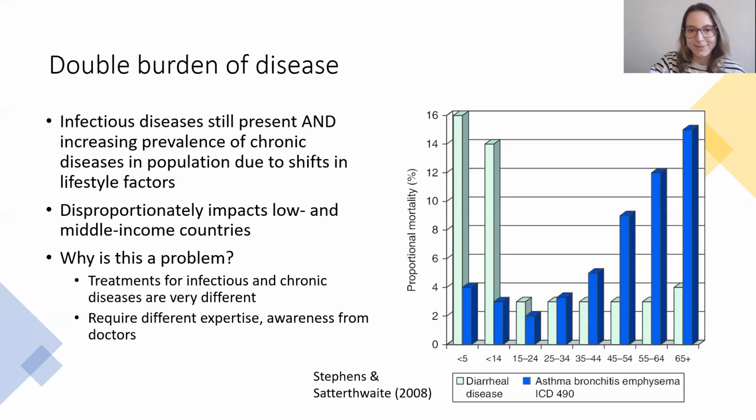Now, it's important to note that the double burden of disease also doesn't impact all segments of the population the same way. So remember how we talked about children and mothers being particularly susceptible to those changes in the epidemiologic transition model. And I think this figure kind of shows one aspect of that.